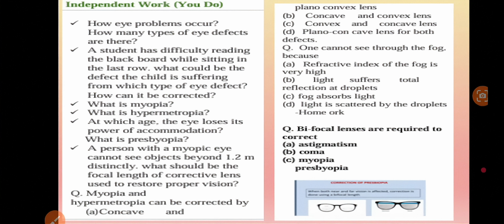And these are the video links. If you click these video links, they will redirect to the videos. And this is the independent work. The third step, in the activities, independent work, you do: how eye problems occur. Likewise, we have to pose some questions and elicit the answers from the students.